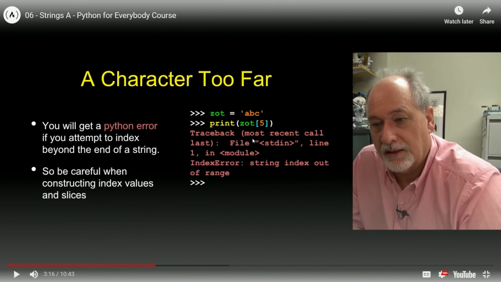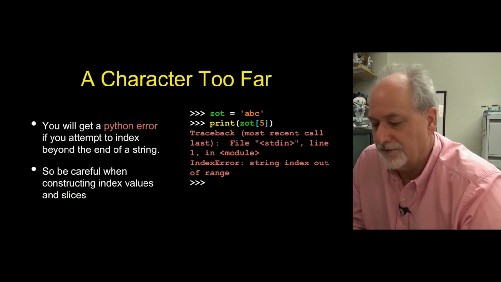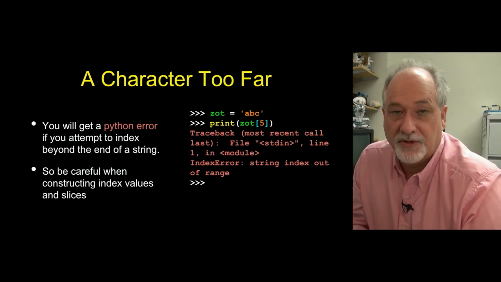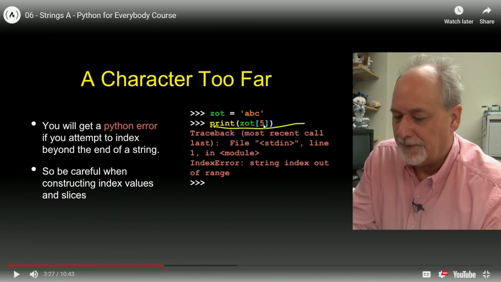Traceback, most recent call last, file stdin, line 1, in module: string index out of range. True, because there's no 5. The index is beyond the length of the string. So if I say zot sub 5, well, there's only 3 characters, which means 0, 1, 2. But sub 5 doesn't work. And of course, we get a traceback. I've never heard it called sub 5, but I guess that's a cool way to say it.